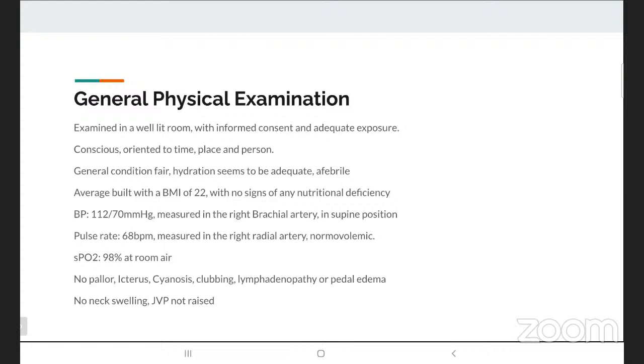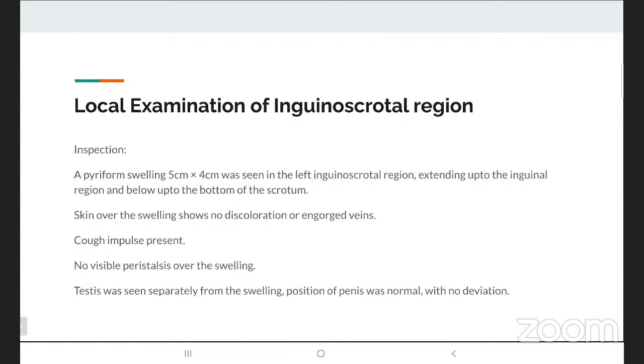The patient had no pallor, icterus, cyanosis, clubbing, lymphadenopathy, or pedal edema. There was no visible neck swelling, and the JVP was also not raised. So you look for JVP in a 22-year-old individual. What prompted you to look for JVP here? Sir, it's a part of the general physical examination to evaluate the neck region of the patient for any signs of chronic heart failure. When your history is suspecting chronic heart failure, then you send for JVP examination.